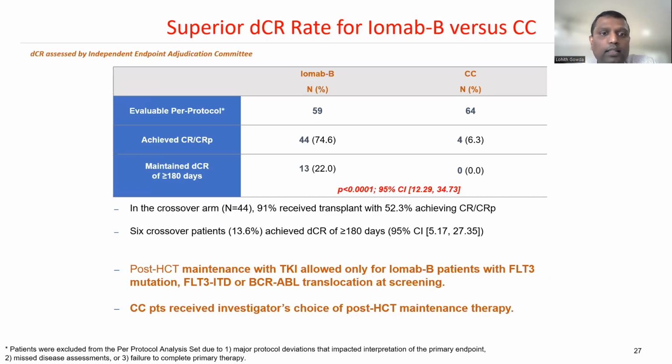When you look at durable CRs, here's the number. About 22% of the patients in the IMAB arm had durable CR on the study endpoint versus none in the conventional care arm. In the crossover arm, 91% received transplant, with 52% of those achieving CR or CRi. Post-HCT maintenance with a TKI was only allowed for IMAB patients with FLT3 mutations or those with BCR-ABL translocations at screening.